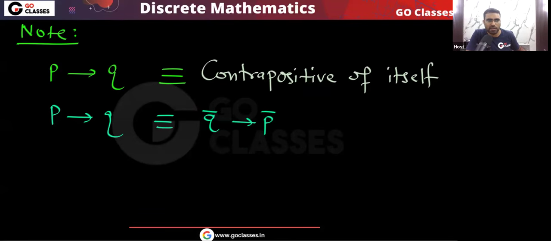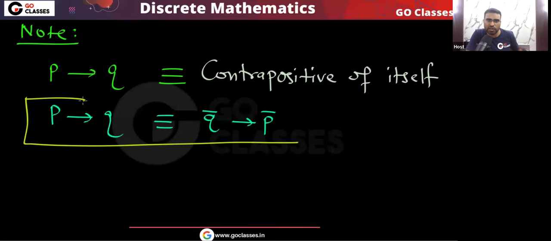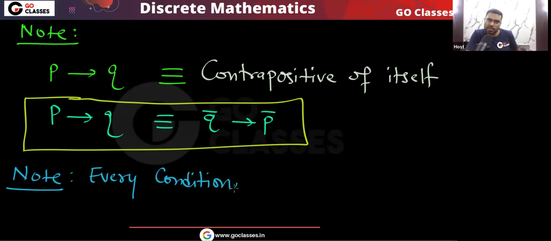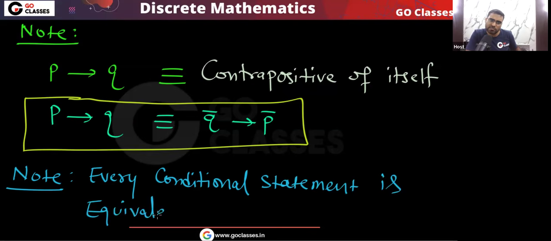These two are equivalent. So every conditional statement is equivalent to its contrapositive. This is the final statement: every conditional statement, any implication statement you take, is equivalent to, or basically the same as, its contrapositive.